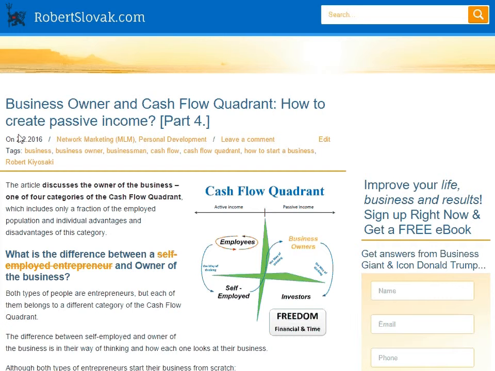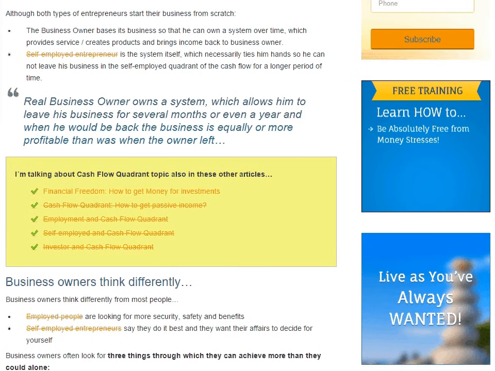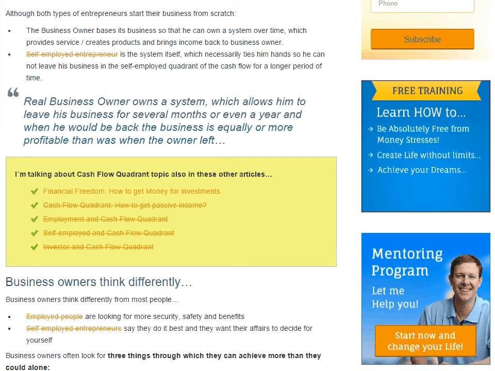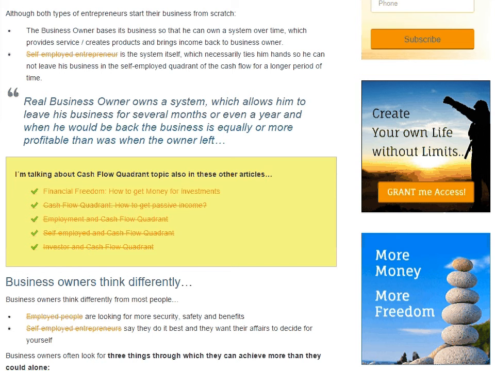What is the difference between a self-employed entrepreneur and an owner of the business? Both types of people are entrepreneurs, but each of them belongs to a different category of the cash flow quadrant. The difference between self-employed and owner of the business is in their way of thinking and how each one looks at their business. Although both types of entrepreneurs start their business from scratch, the business owner builds the business so that he can own a system over time, which provides services, creates products, and brings income back to the business owner.